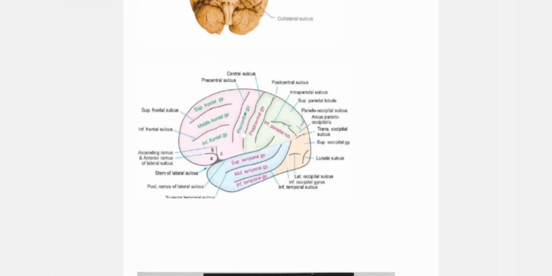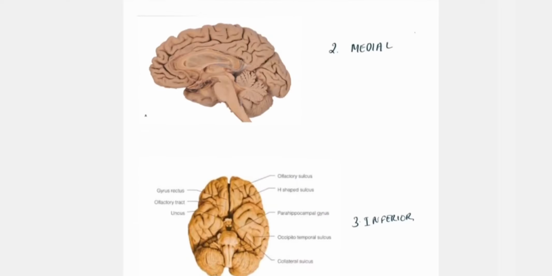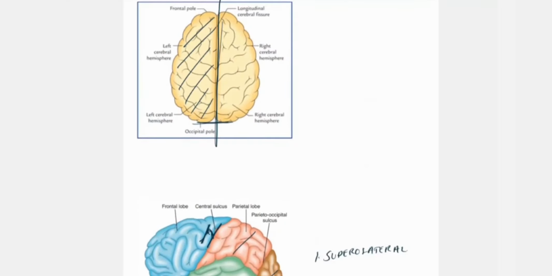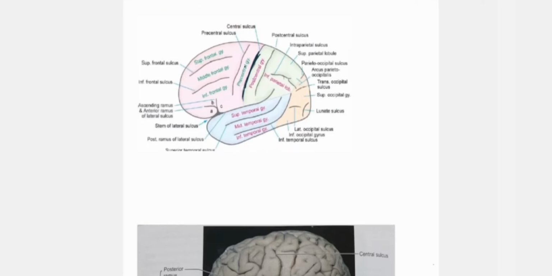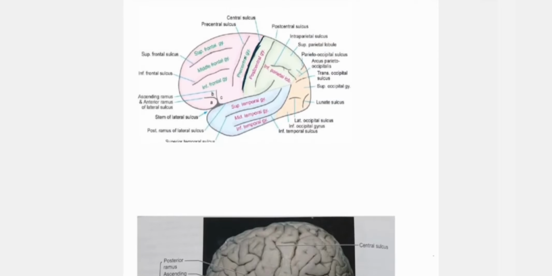In the supralateral surface, there are two important sulci. The first one is the central sulcus. This central sulcus begins from the supromedial aspect. This is the beginning of the central sulcus, and it extends downward. This is the central sulcus. And the next important one is the lateral sulcus.